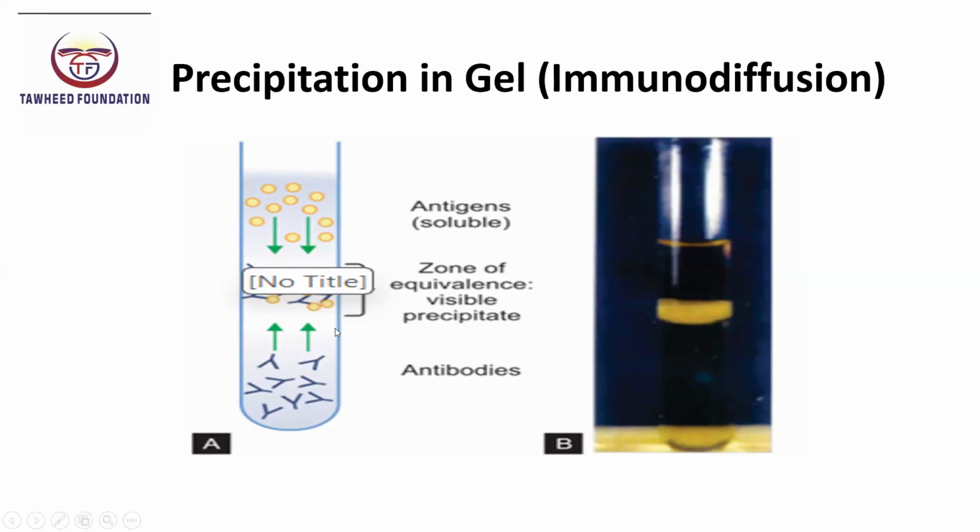Here, the antigen layer is on top and the antibody layer below. As they diffuse toward each other, they meet at the zone of equivalence and form the visible precipitin ring. So the precipitin ring test visually demonstrates the basic concept of antigen-antibody precipitation in a liquid medium. When antigen and antibody diffuse towards each other and meet in equivalent proportion, they form a visible white ring of precipitate at their junction, confirming a positive reaction.